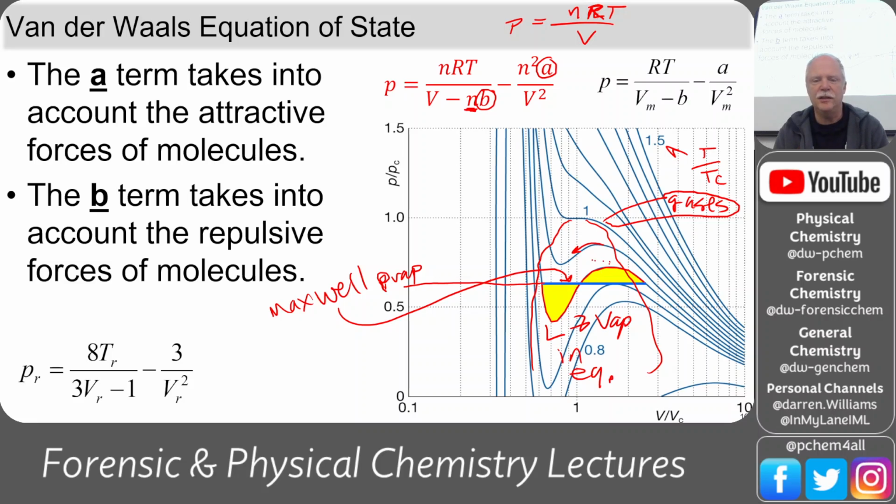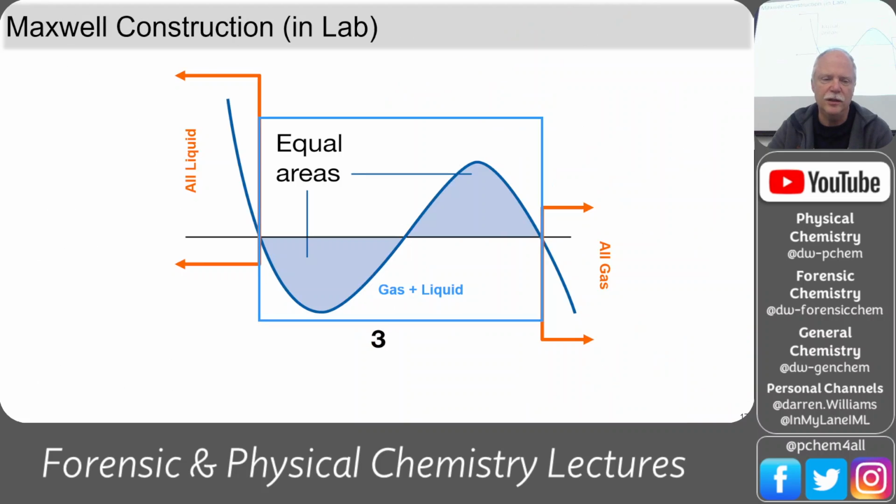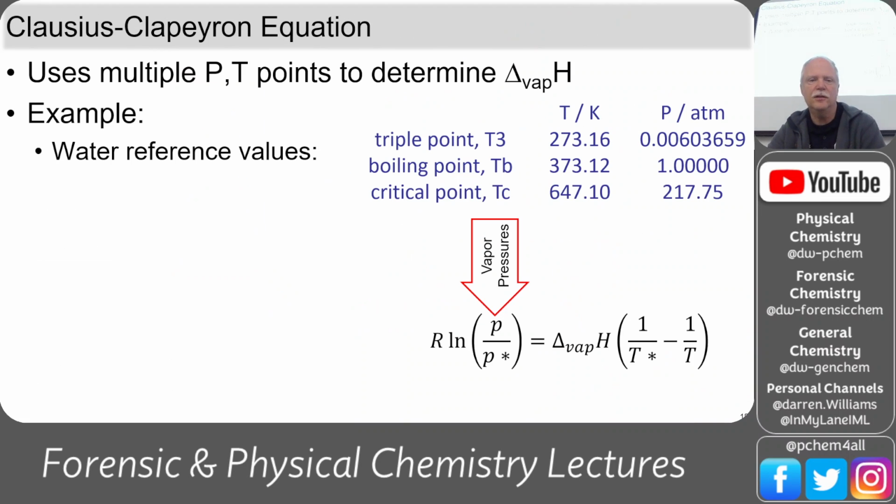There's actually equations that don't use the van der Waals equation. There's experimental equations. And so let's look at those. This Clausius Clapeyron equation is an experimental fit to the data. It uses a Boltzmann distribution to account for the energy it takes to evaporate the molecules from the surface. And so it uses multiple pressure temperature points, PT points, to determine the delta H of vaporization.